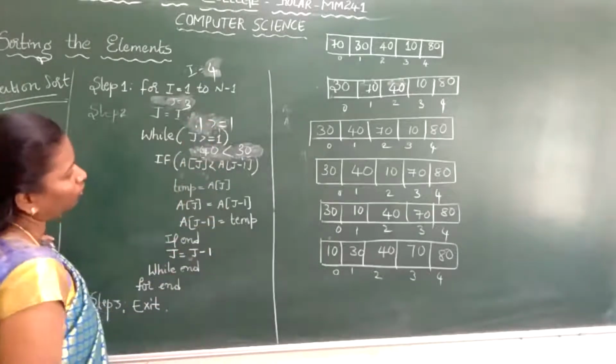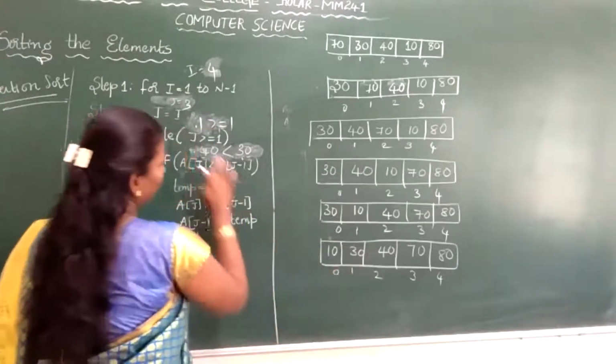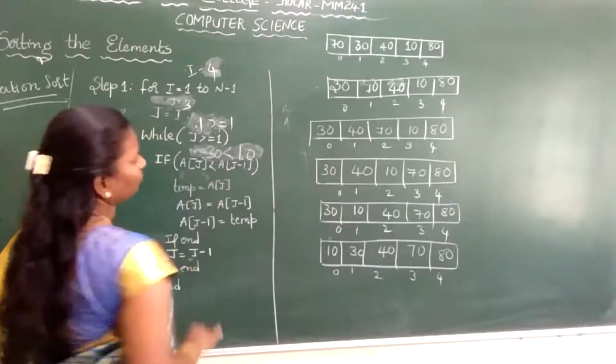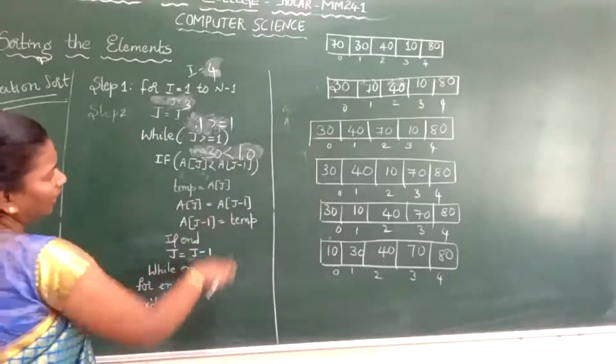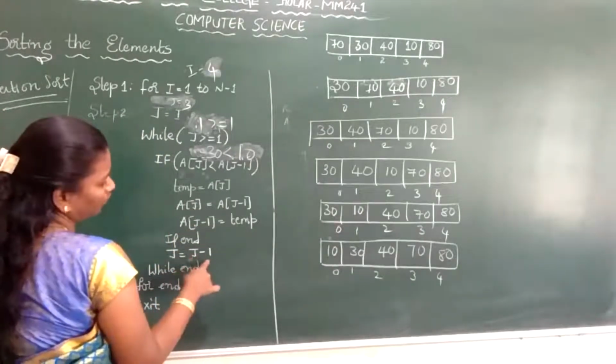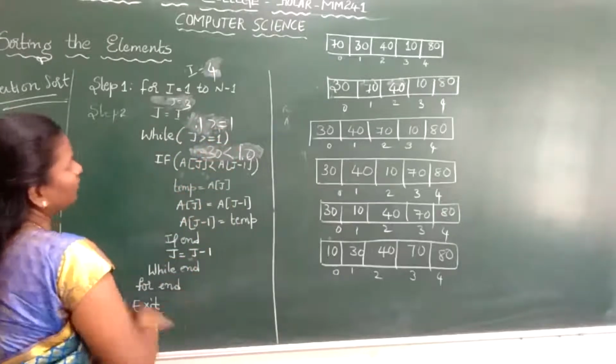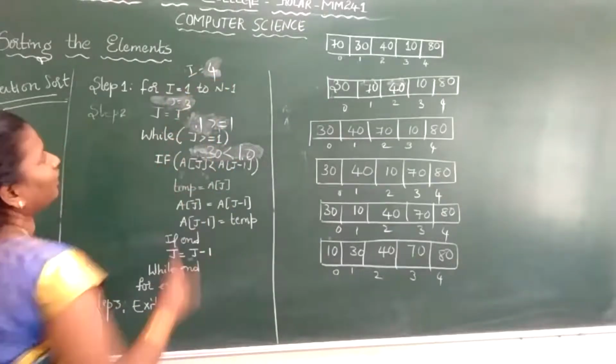1 is greater than or equal to 1. Condition satisfies. What is there in my A of 1? 30. Is 30 less than 10? Okay, no, the condition fails. It comes outside the loop. 1 minus 1 is 0. So is 0 greater than or equal to 1? No, the condition fails. Now again, what is your I value?